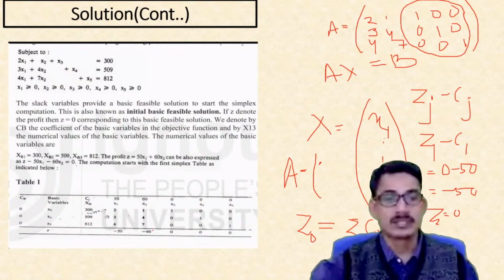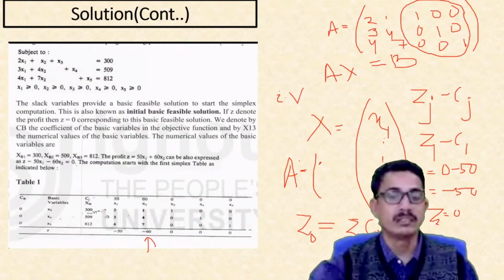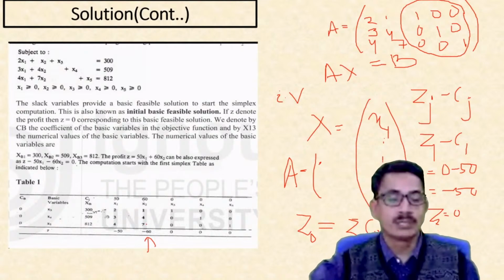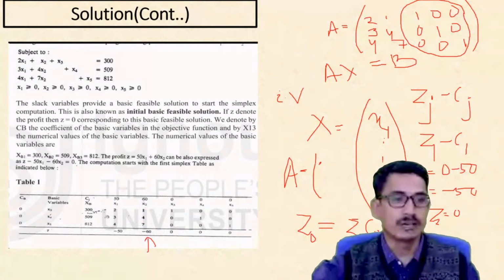So let us solve it fast. When you get two negatives, find which one is the most negative. The most negative is minus 60, so you mark it here. The variable corresponding to minus 60 is x2, and it is called the incoming variable or entering variable. It means that for the next table, x2 will come into the basis, and one of the variables will go out.